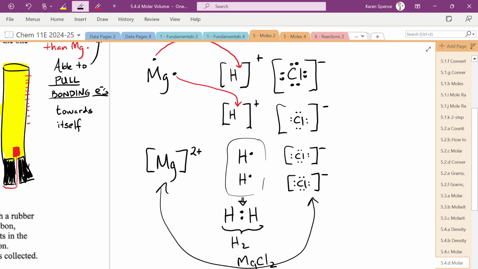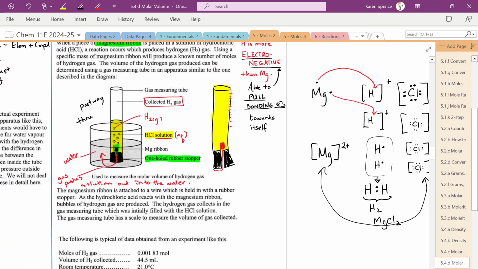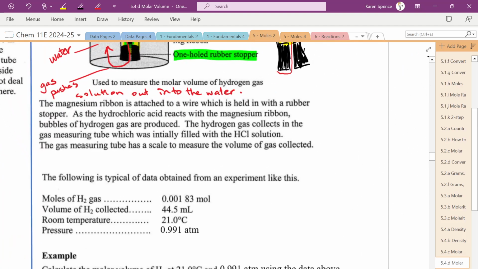What determines that is a whole other subject, and we're going to leave that for a little bit because it's big. Unfortunately that would take all of today, and we've already strayed away from moles. But all of this was good. So anyway, back to here, we collected the gas.